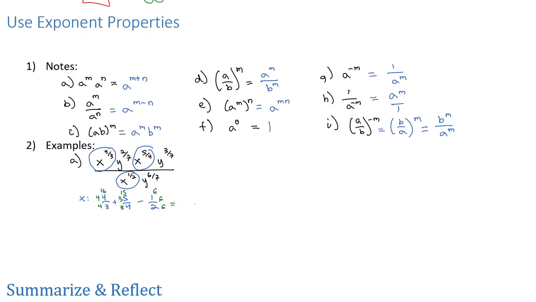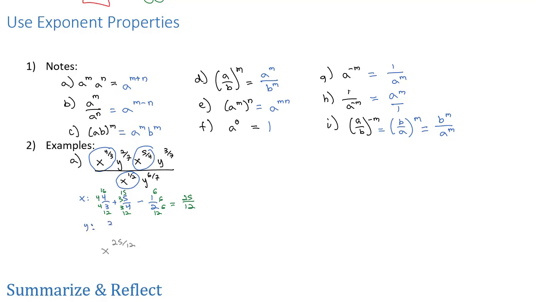That's going to be 25 over 12, because all those have a common denominator of 12. So in my answer, I'm going to have x to the 25 over 12, because we added the exponents in the numerator and subtracted the exponent from the denominator. Let's do the same thing with the y's.